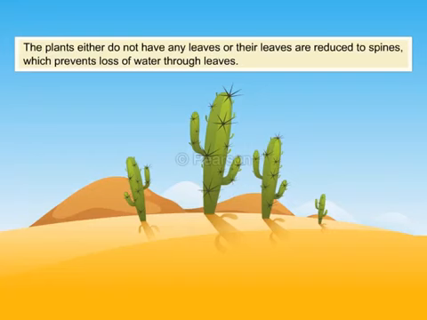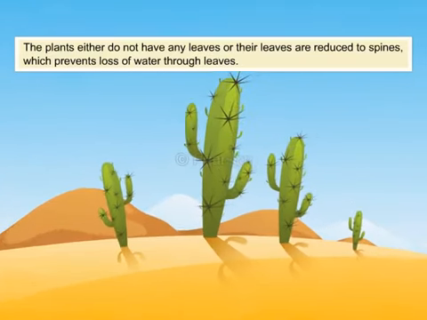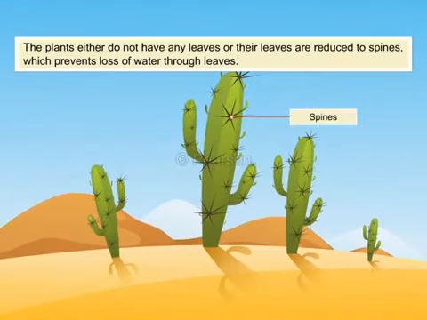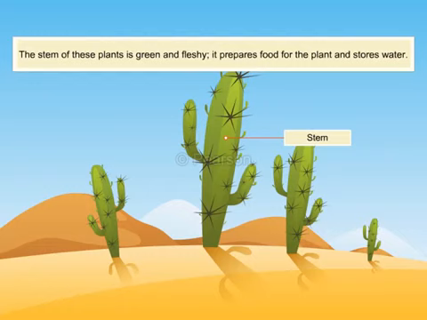The plants either do not have any leaves or their leaves are reduced to spines. This prevents loss of water through leaves. The stem of these plants is green and fleshy. It prepares food for the plant and stores water.